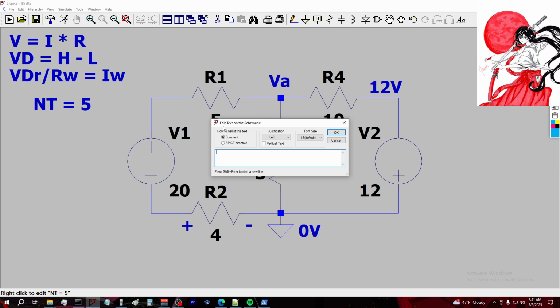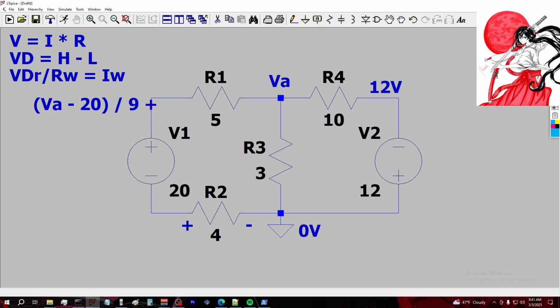So we're going to take the voltage difference of VA minus 20, because that's the voltage difference of the battery. So we're going to do (VA minus 20) divided by 9, and that's our first equation. 9 is the total resistance, and VA minus 20 is the voltage difference of these two points.